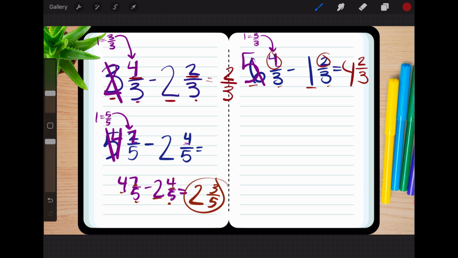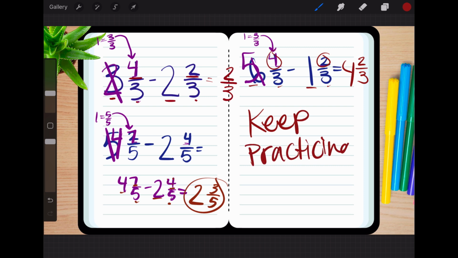I know that this might seem like a lot, but it's going to be just fine as long as you keep practicing. You will get it and you will understand.